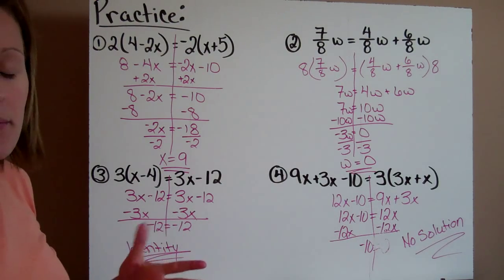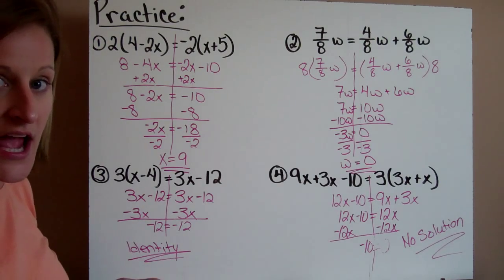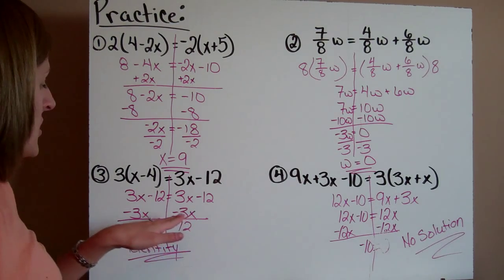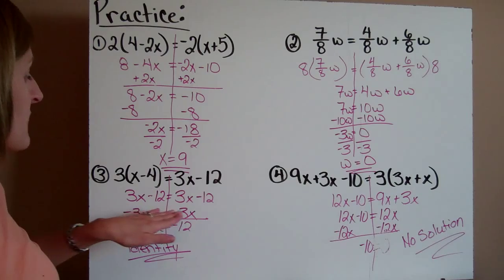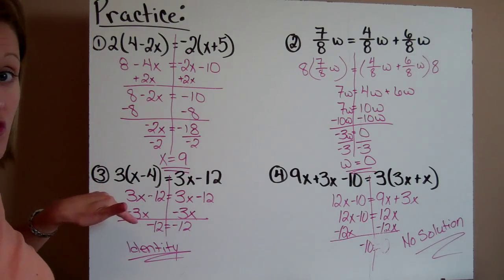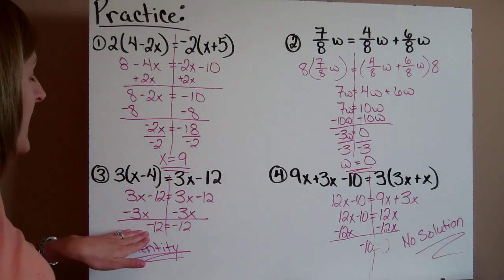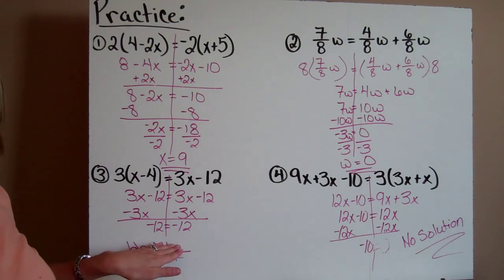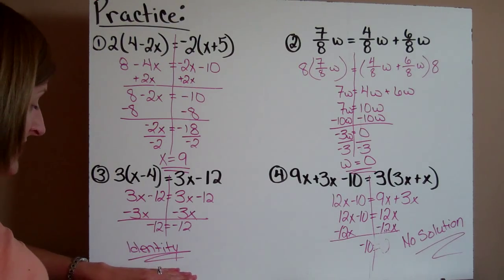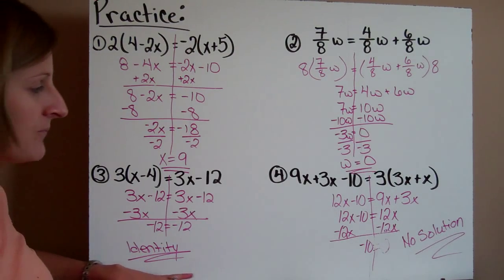But let's keep going. Make sure our variables actually do cancel out. So if I subtract 3x from both sides to move one of the variables over to the other side, I'm going to get negative 12 equals negative 12. And that is correct. It's true, so it's identity.